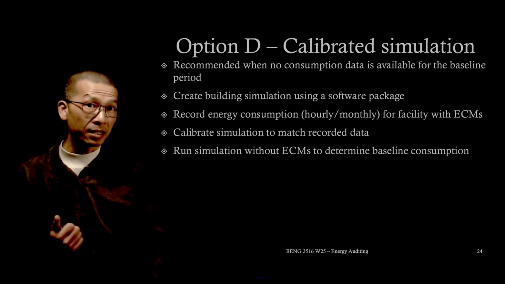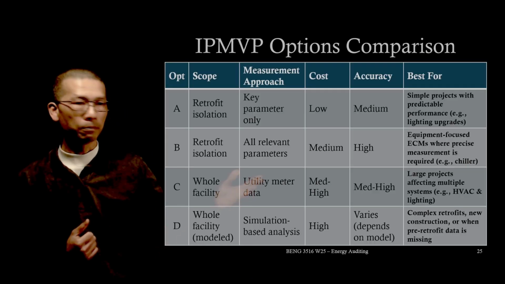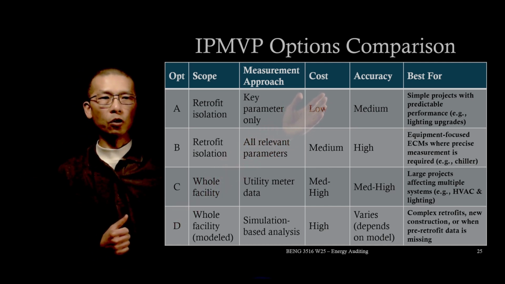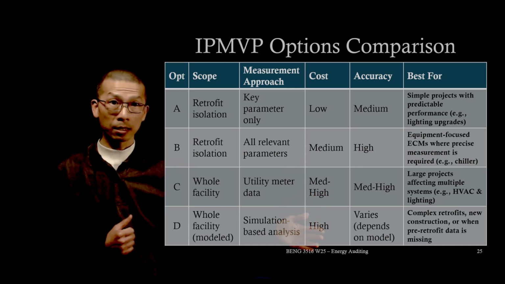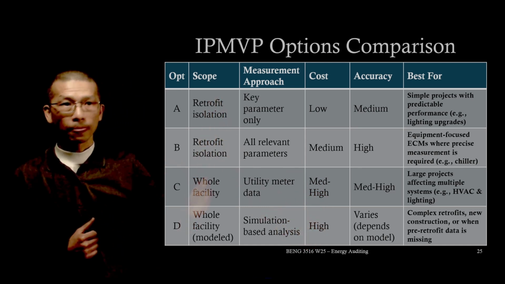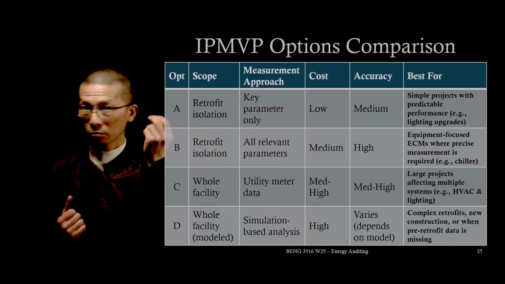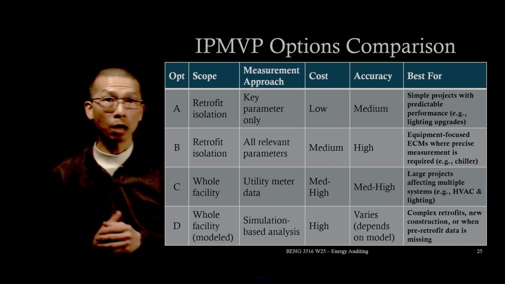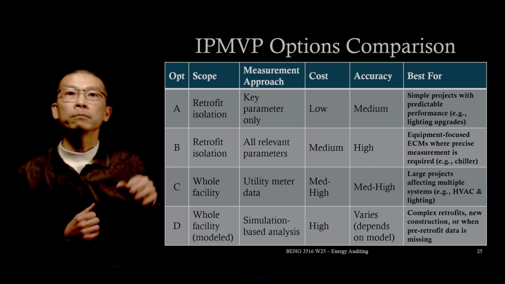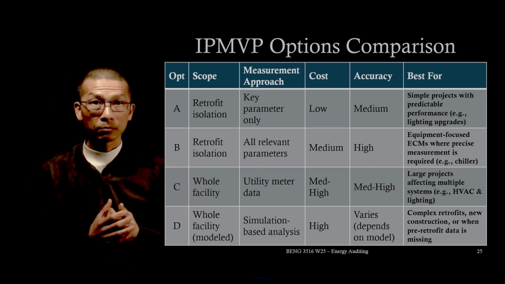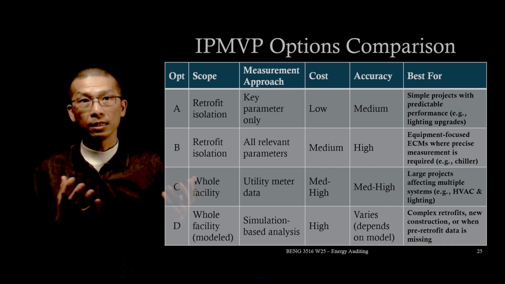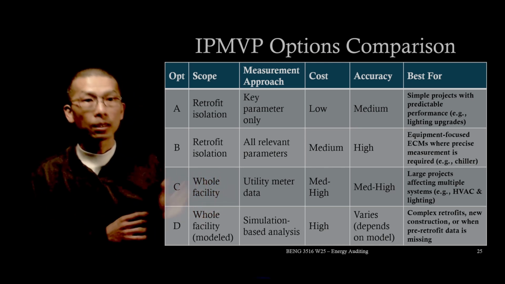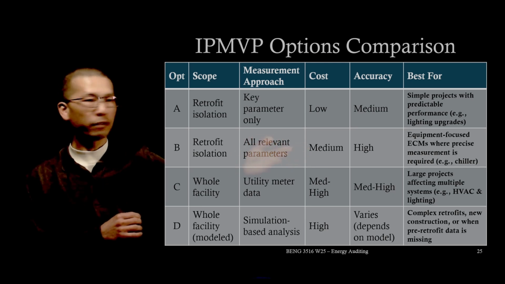So A, B, C, D, four options. Look at a comparison here. In general, the cost will go from low to mid to high across options A, B, C, D. In option A, you only measure key parameters, so relatively low cost with some assumptions, when we simplify the MMV based on some assumptions. Then we move to all relevant parameters.